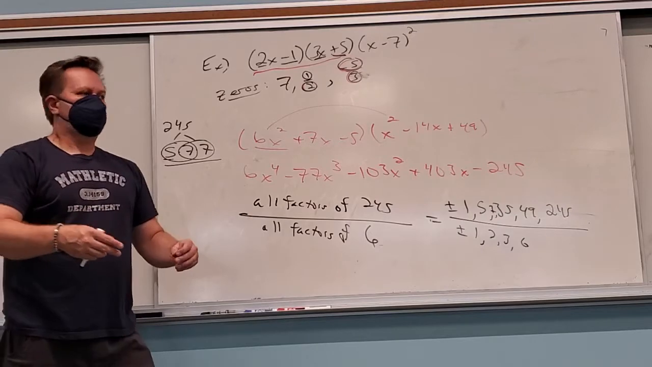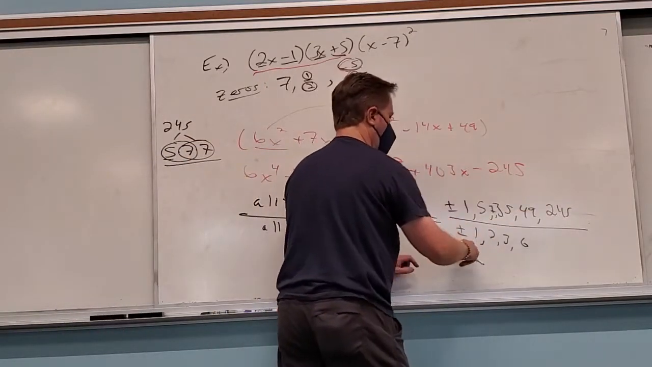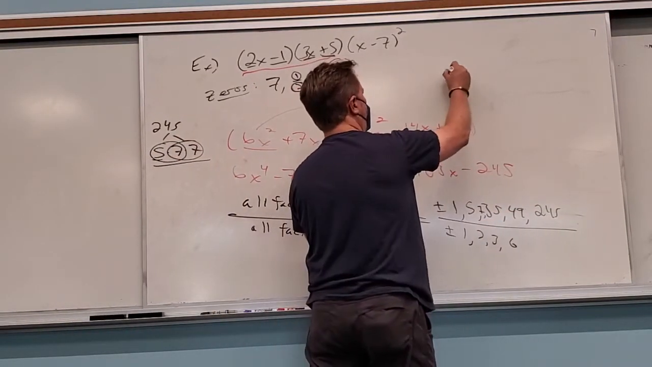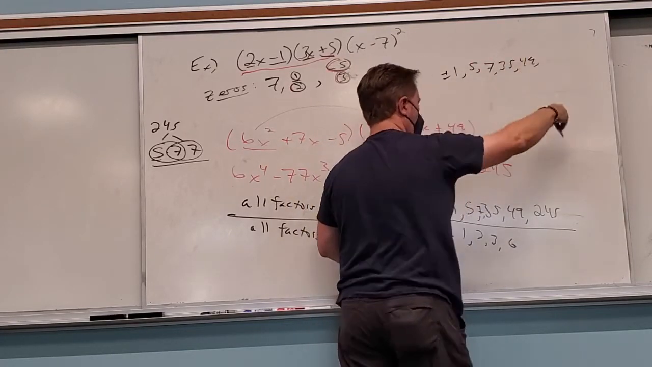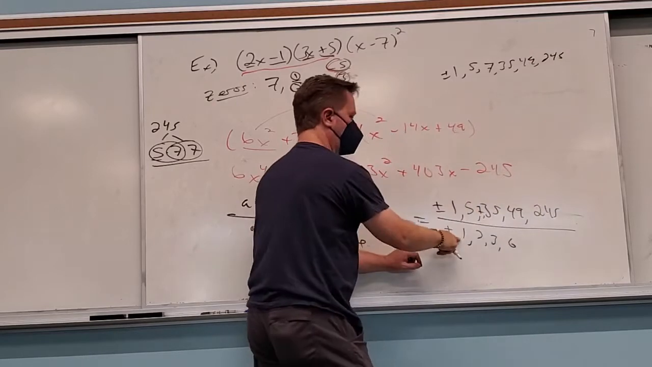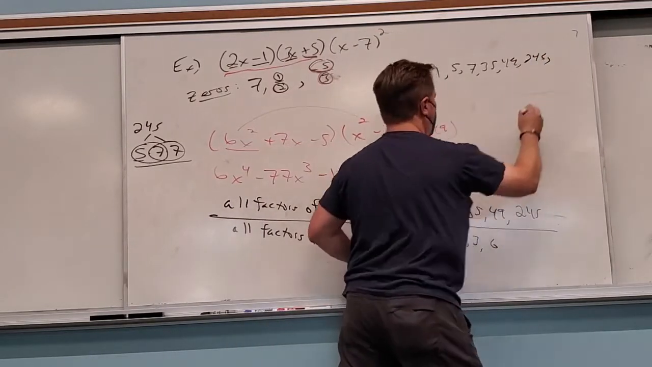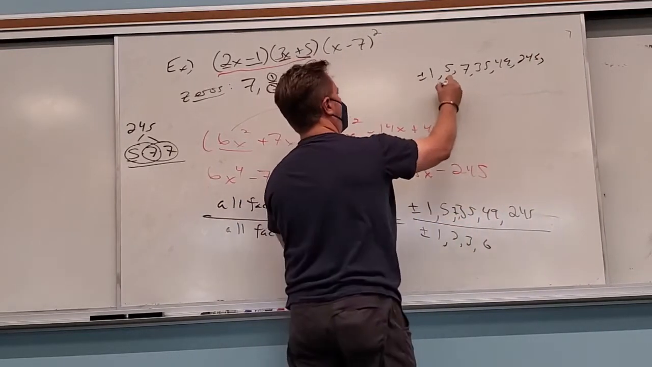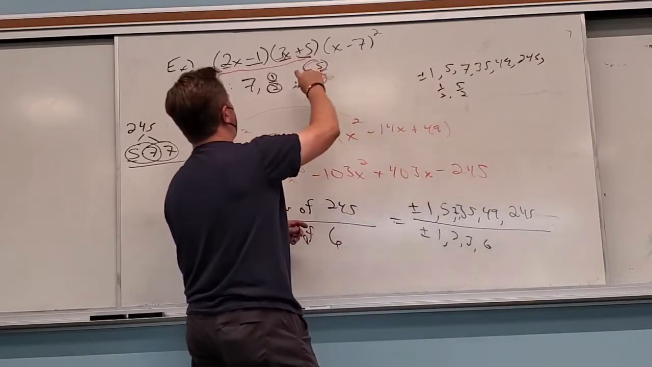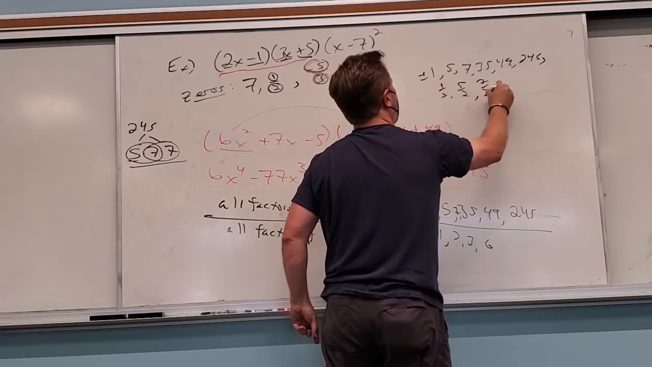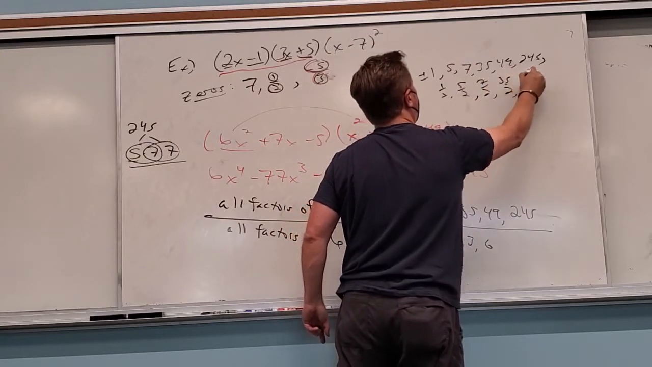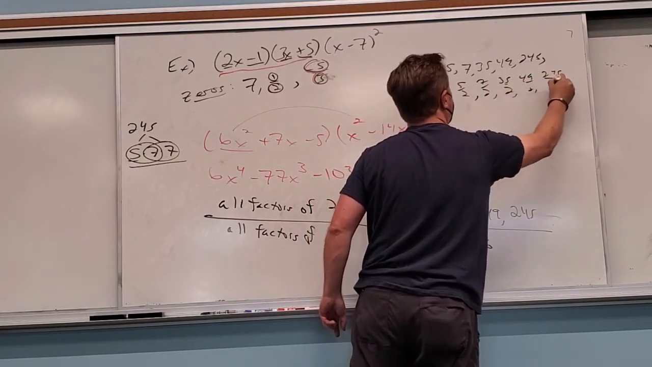So how do I make the list? Well, divide everything by 1. Wouldn't that be 1, 5, 7, 35, 49, 245, right? Divide everything by 1. Now divide everything by 2. 1/2, 5 halves. Wasn't 1/2 one of the answers? 1/2, 5 halves, 7 halves, 35 halves, 49 halves, 245 halves.